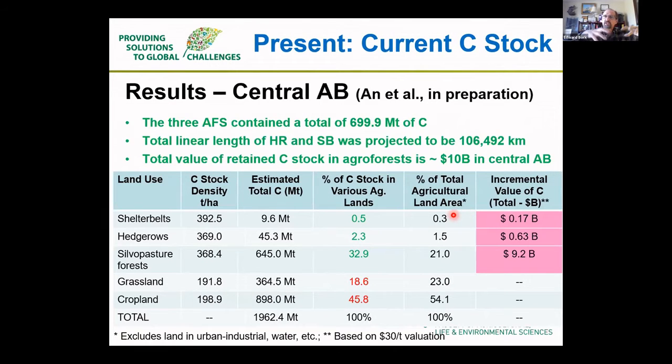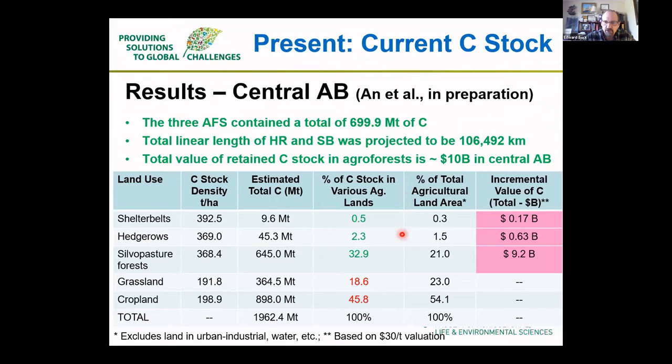That's using this $30 per ton of carbon dioxide equivalent valuation. Okay, so if we were to extrapolate this, and I realize there's a bit of a leap of faith here, to the entire 9.5 million hectares that we find in central Alberta, we can do this similar type of calculation. These three agroforestry systems contained almost 700 million tons of carbon. And the total linear length is now projected out to almost 107,000 kilometers. Now that seems like a lot, but remember we're talking about 9.5 million hectares of land. So it's a really large land area.